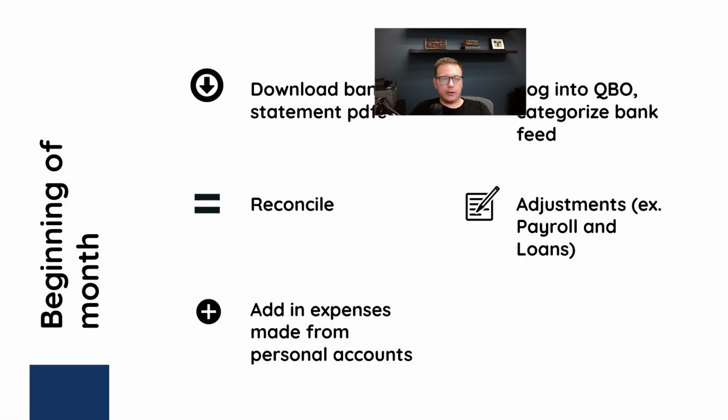Lastly here, or second to lastly, you want to add in expenses that are made from your personal accounts. This is something that happens all the time. It's very normal. Sometimes I do it. But if, throughout the month, you accidentally bought something on your personal account that's actually for business, then you need to add that into the file somehow.